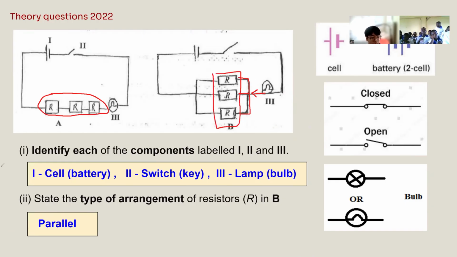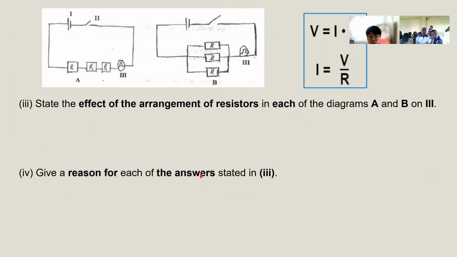Okay. Now let's move on to this next question. It's the same image, but it's a different question. So number 3, state the effect of the arrangement of resistors in each of the diagrams A and B on the bulb.